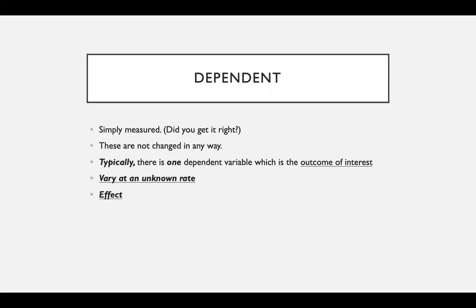And here's the answer to the review question. Were you right? In research, the dependent variables are those which are not changed by the researcher and show the outcome of interest. These vary at an unknown rate and are often thought of as the effect because they show the outcome.